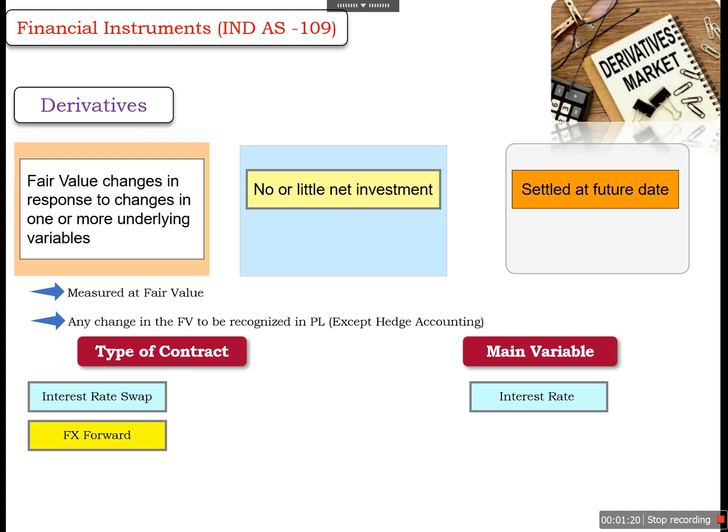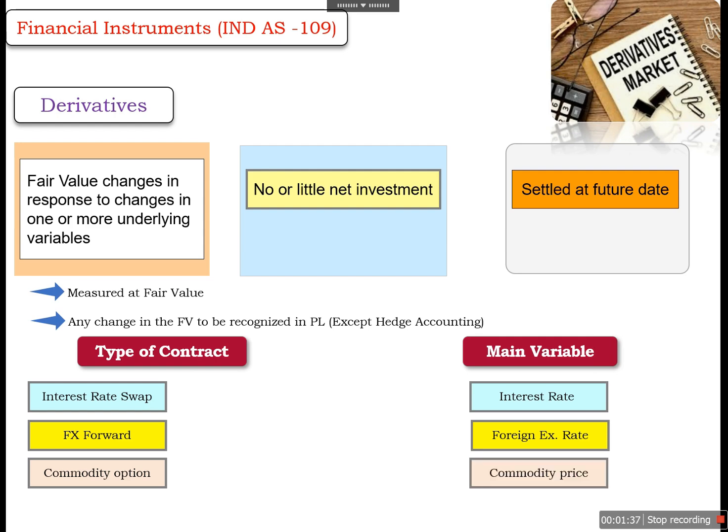If there is a forex forward contract, the value of the forex forward contract will vary according to the changes in the foreign exchange rate. If there is a commodity option, the value of the commodity option will vary according to the price of the commodity. Similarly, in the case of a call or put option, the value of the derivative will move upward or downward based on the price of equity.